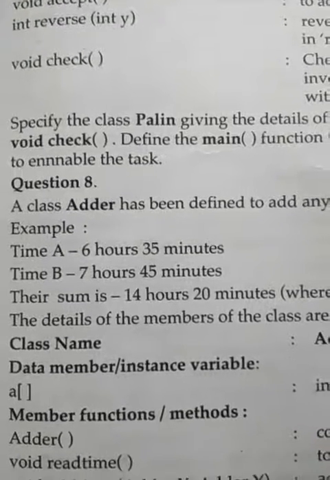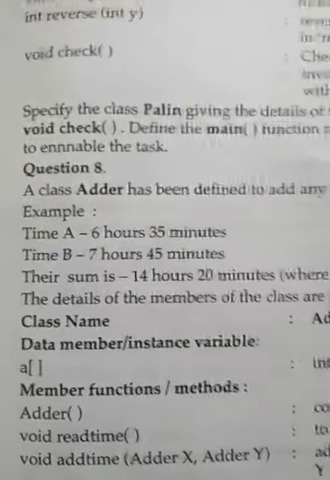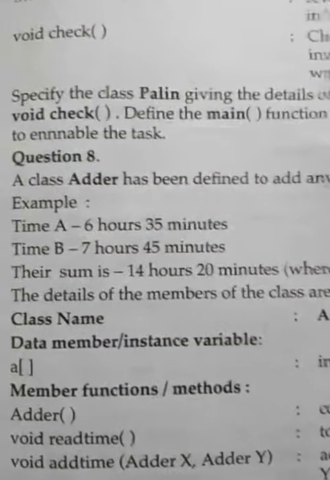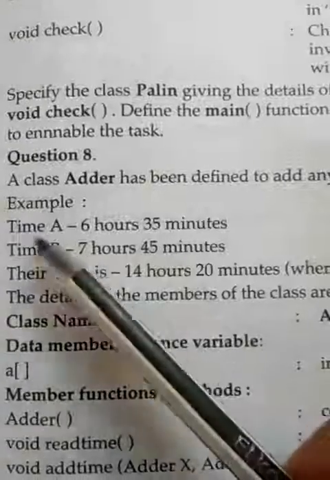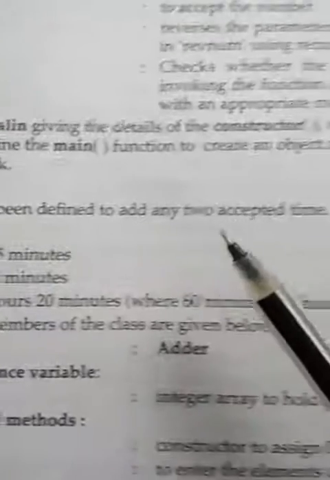Good morning, students. So today we are discussing the programs of call by reference. This is question number 8. A class Adder has been defined to add any two accepted times.